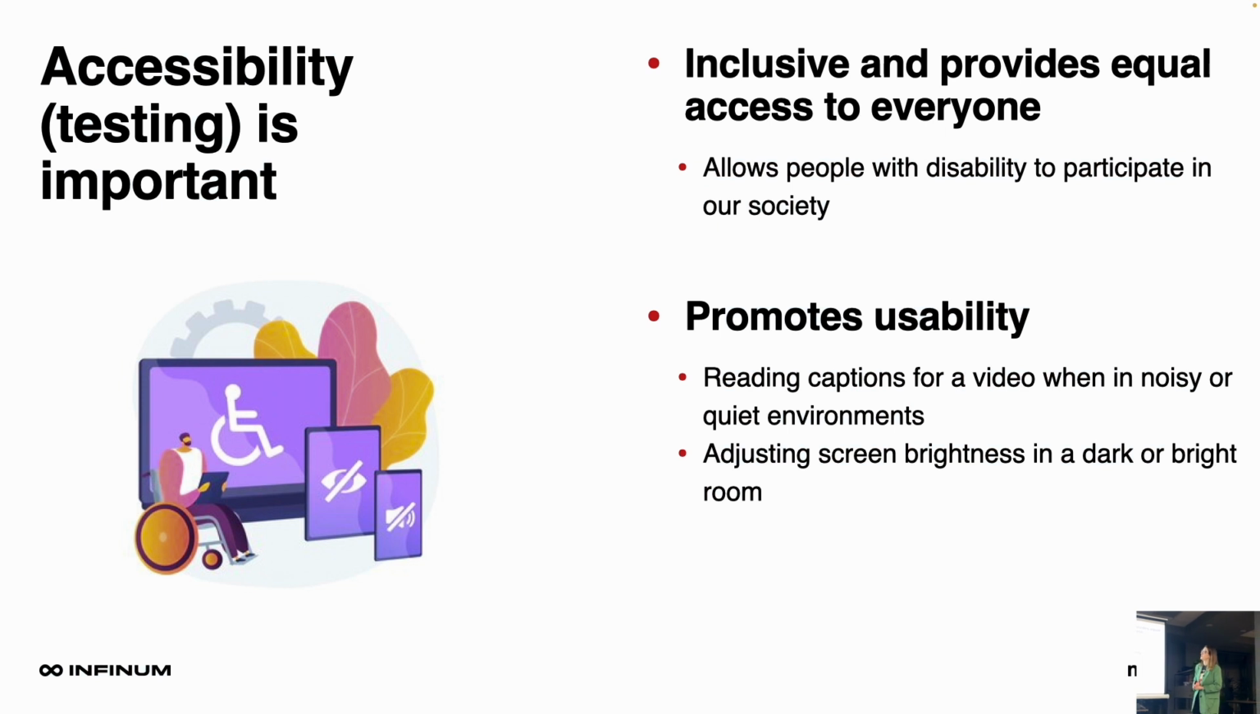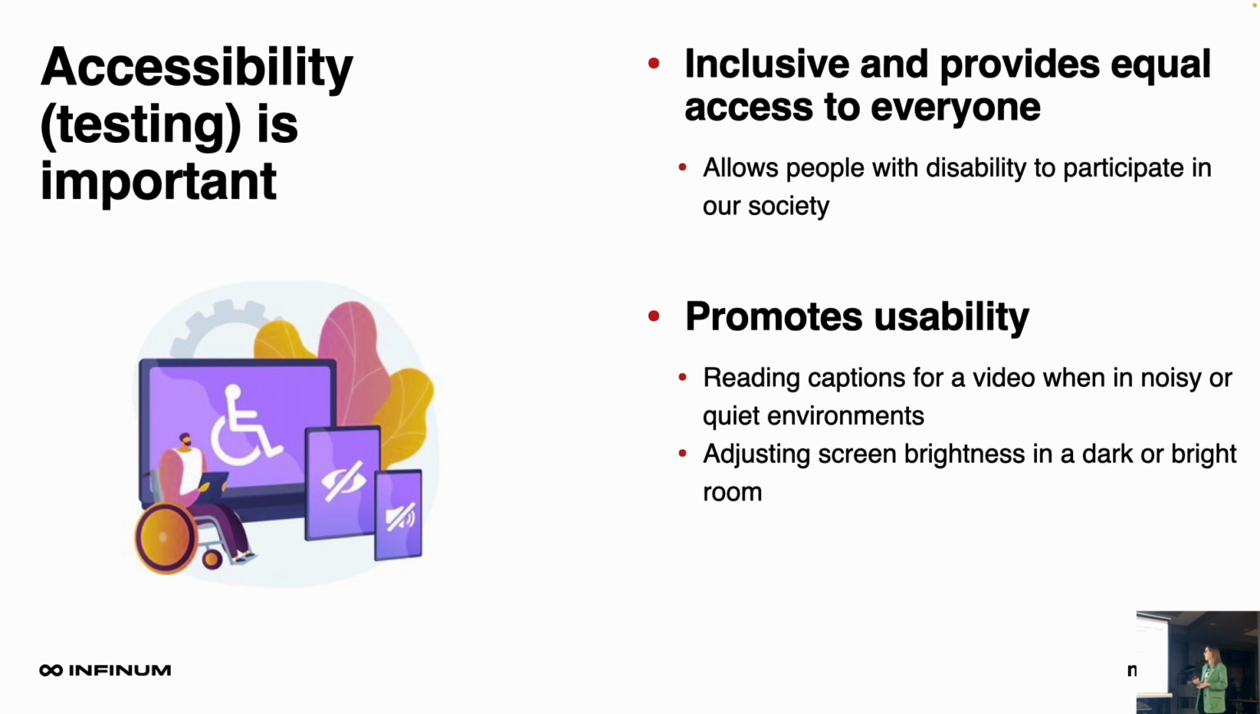And why are accessibility and testing important? Because we want to include people with disabilities in our society, so they can use all the apps that we are using. And of course, not to forget, accessibility promotes usability. What Anja said at the beginning, a curb-cut effect. If we implement it for people with disabilities, everyone will use it.